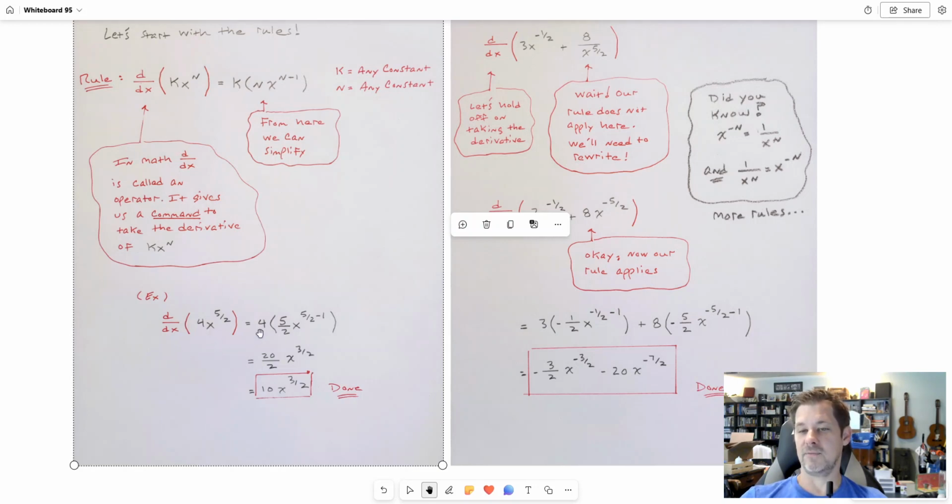I carry the 4 over, just like the rule says. That's like what the k is doing here. I bring down this exponent and multiply by it. That's 5/2, and I subtract 1. 4 times 5/2 is, I guess, 20/2, which is 10. And then 5/2 minus 1 is 3/2. So, okay, yeah, that's it. 10 times x to the 3/2 power. There's your derivative.